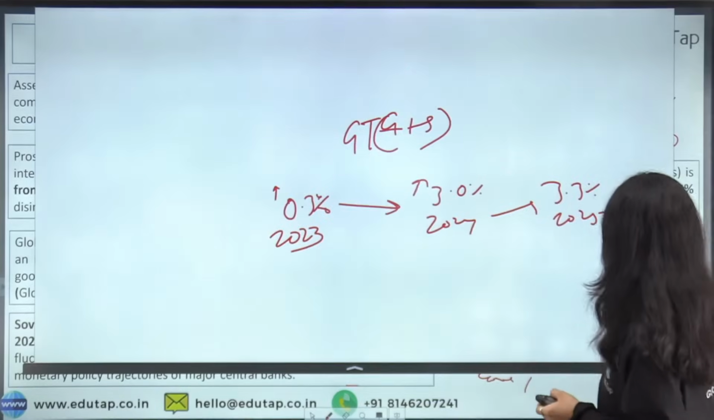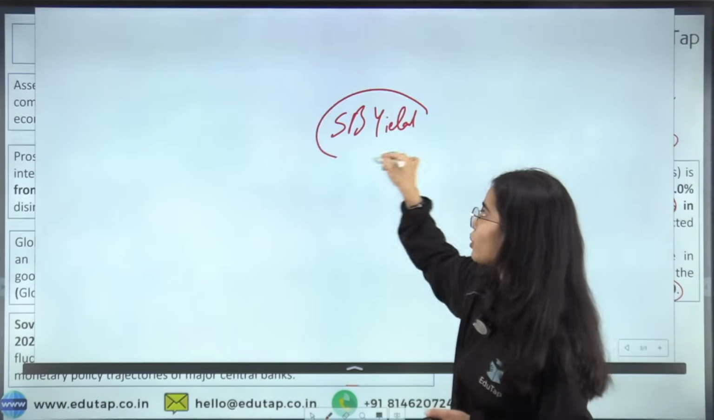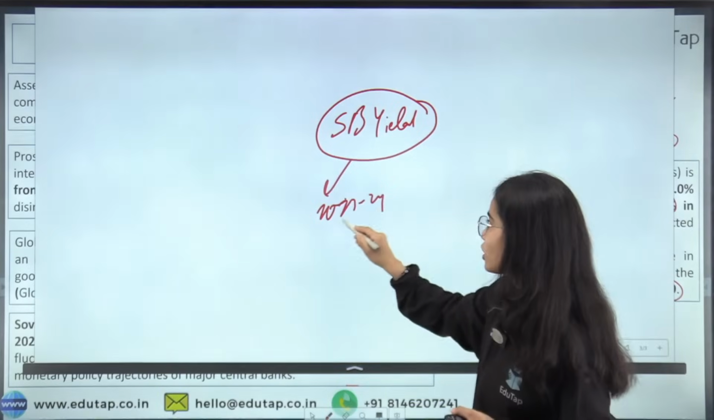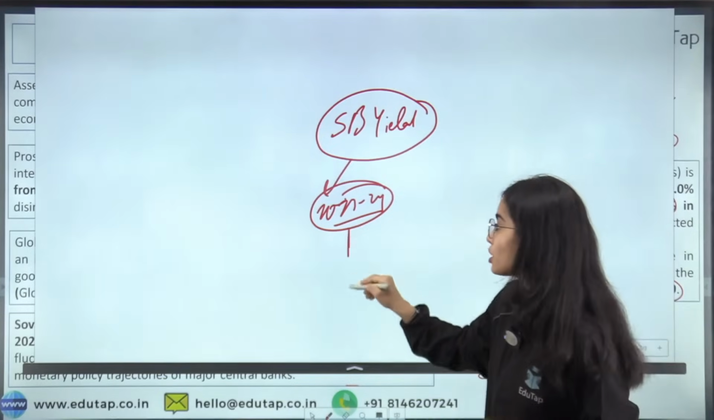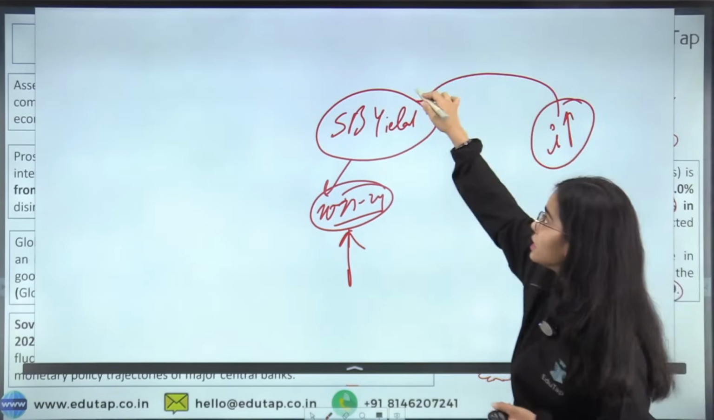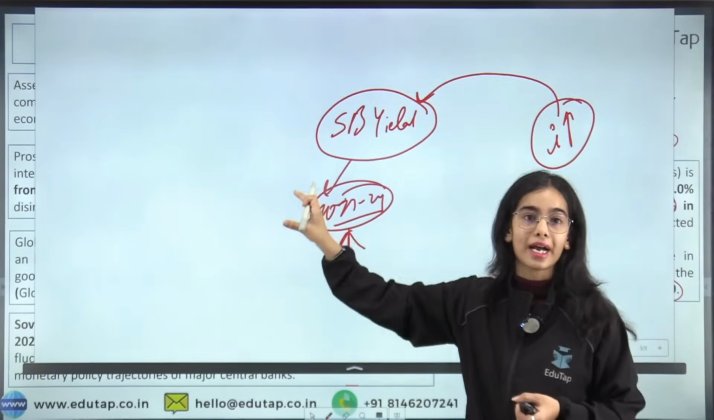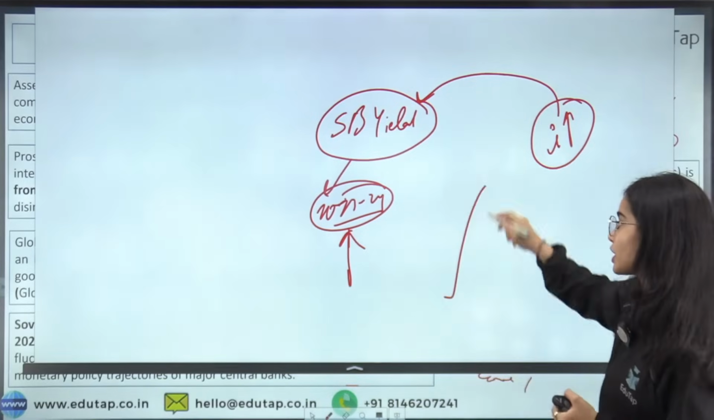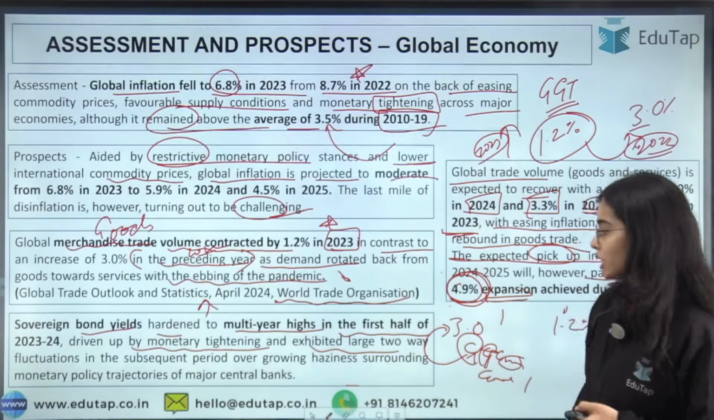So what is the situation here? Let me explain the sovereign bond yield. Our government also releases government securities, right? So for the first half of this financial year 2023-24, the yield of the sovereign bonds was at a multi-year high because of the high interest rate. When the interest rate is high, the yields are also high in the market, right? That's why the sovereign bond yields were at a multi-year high in the first half of 2023-24. But in the later half of 2023-24, there were fluctuations in the yield of the sovereign bonds. So that is all that is presented here. I hope this is clear.